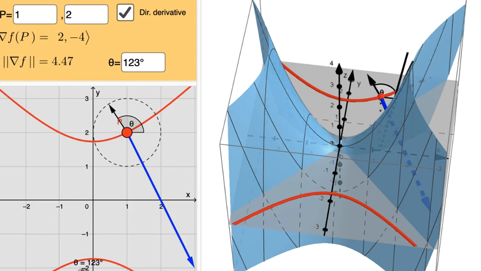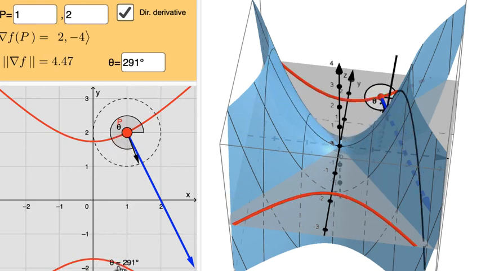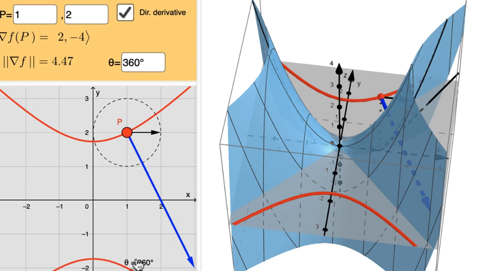sorry, not at a degree of 180, but rather when this black vector is anti-parallel to the blue vector. So in that case, it's about -4.47, and it will become as big as possible when the black vector is aligned with the blue vector, which is the gradient, and in this case it gives you 4.47. So for any other angle in between, the values of the directional derivative will always be between 4.47 and -4.47, as you can see as I rotate this around.